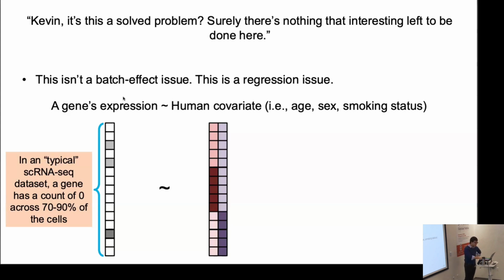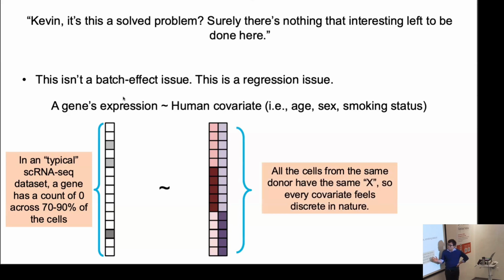And what you want to control for, just like in any differential expression analysis, is the age, the sex, the smoking status of that individual. And you'll realize this is a little bit funny because even though I'm analyzing on the single cell level, of course, all the cells from the same donor have the same covariates. So each donor contributes 500, 1,000, 2,000 cells, but all those cells essentially come from the same donor, so they have the same age, the same sex, the same smoking status for all 500, 1,000, 2,000 of those cells.